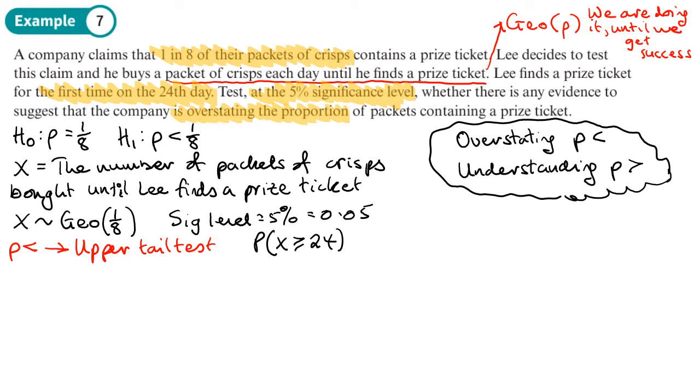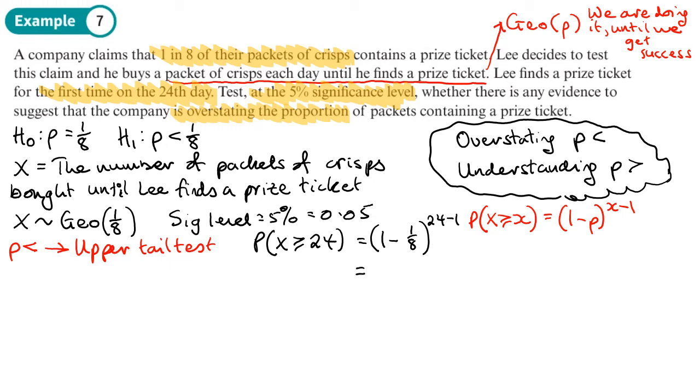Now we can just use the probability rule to work it out. If you want to work out the probability that X is greater than or equal to x, that is (1 minus p) to the power x minus 1. Okay, so all we need to do now is just plug the numbers into that. So it's going to be (1 minus p, which is 1/8) to the power of x minus 1. So in this case, x is 24, so basically to the power 23.